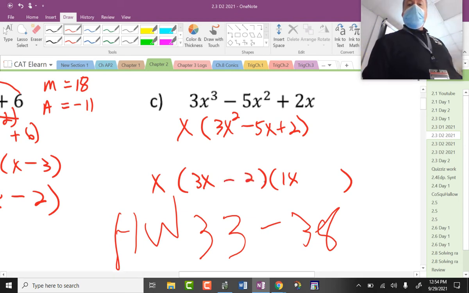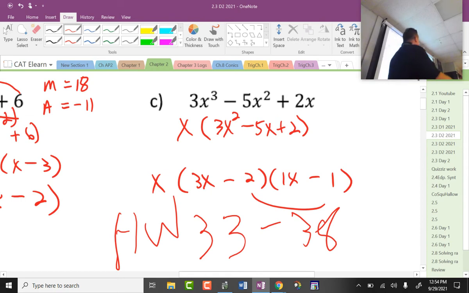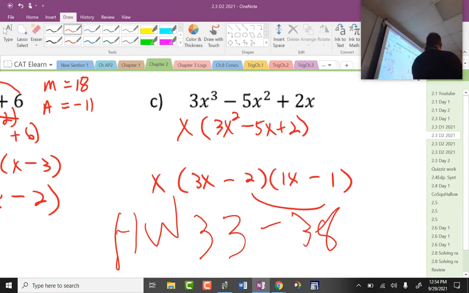3x minus 2 and x minus 1. And that's one of my tests. Somebody said, okay, what's a product that equals 2? It's got to be negative 2 and negative 1, right? And then check the middle term. All right, I'm good to go. Negative 3x and negative 2x is negative 5x.